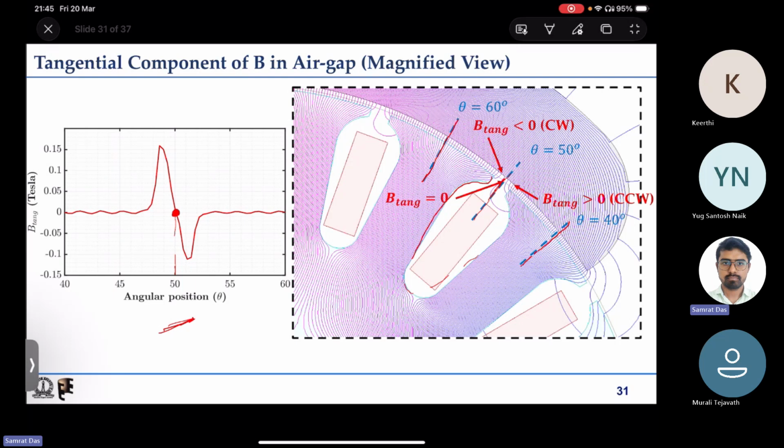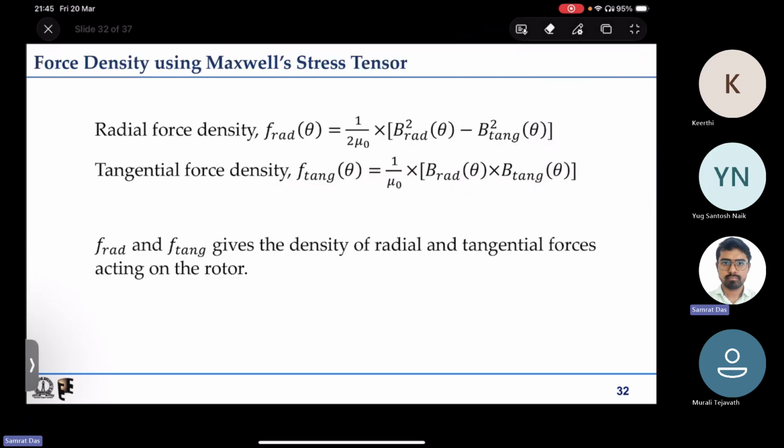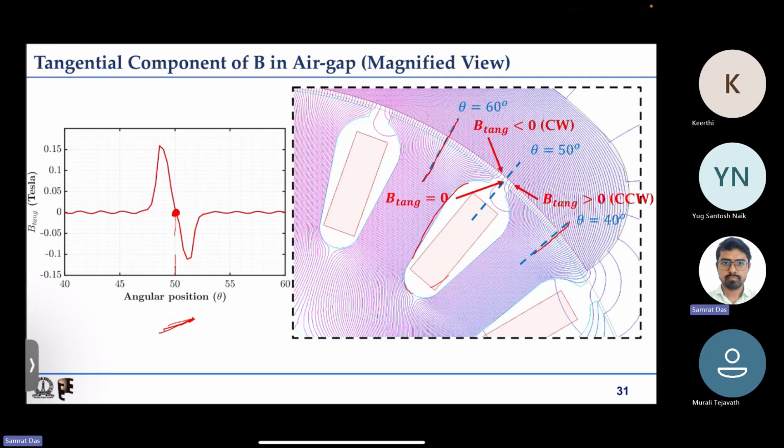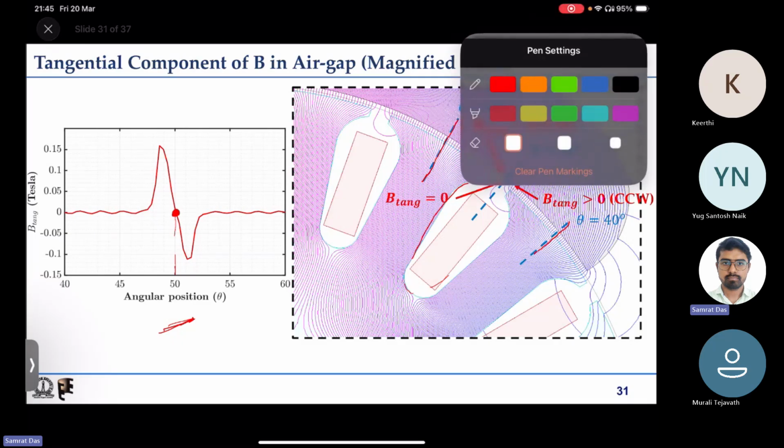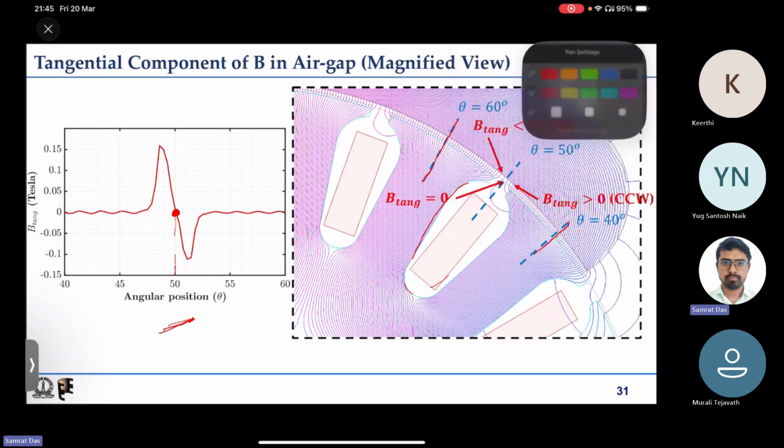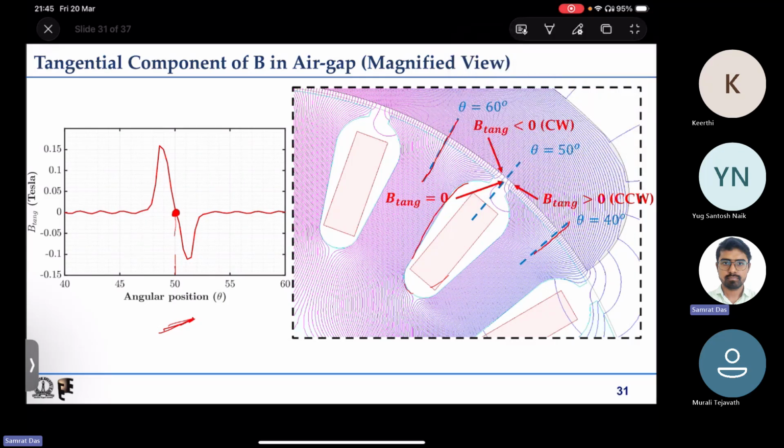Now what happens, if you take a closer look at the flux lines, you will be able to see what I have just discussed. You can see that this flux line takes a bend and then flows like this. So this is how this flux line flows.